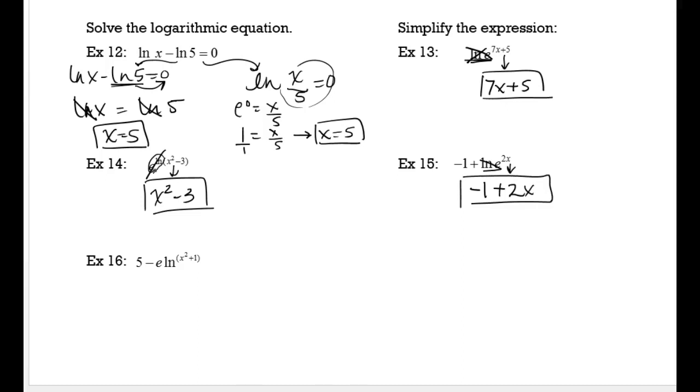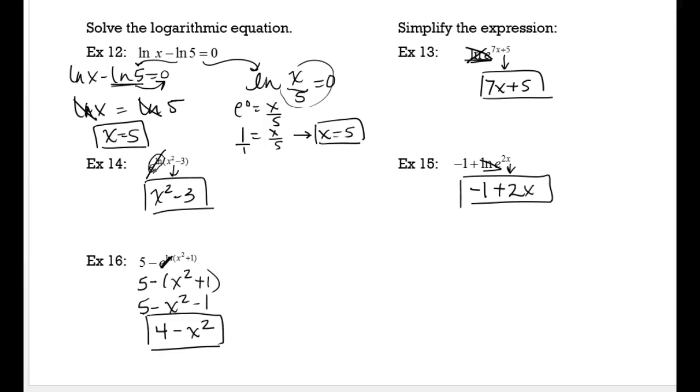Last but not least, for 4.4a, let's do this again, okay? So let's take a look at the logarithm here. That e raised to a natural log cancels out. So I have 5 minus x squared plus 1. Distribute out the negative 1. Combine like terms. So I have 5 minus 1 is 4 minus x squared. And that's all I can do as far as simplifying it.